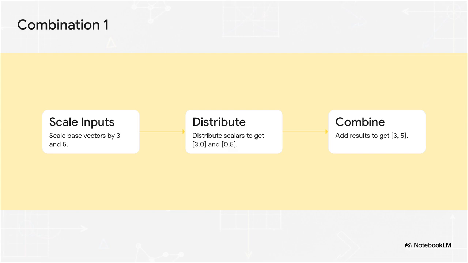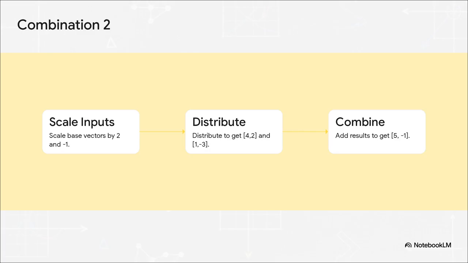In step 1, we scale our input vectors. We have 3 times the vector 1, 0, and 5 times the vector 0, 1. In step 2, we just distribute those scalars to get our raw numbers, giving us 3, 0 plus 0, 5. And finally, in step 3, we just add them together to lock in the pieces. 3 plus 0 is 3, 0 plus 5 is 5. We land perfectly at the newly combined coordinates of 3, 5.